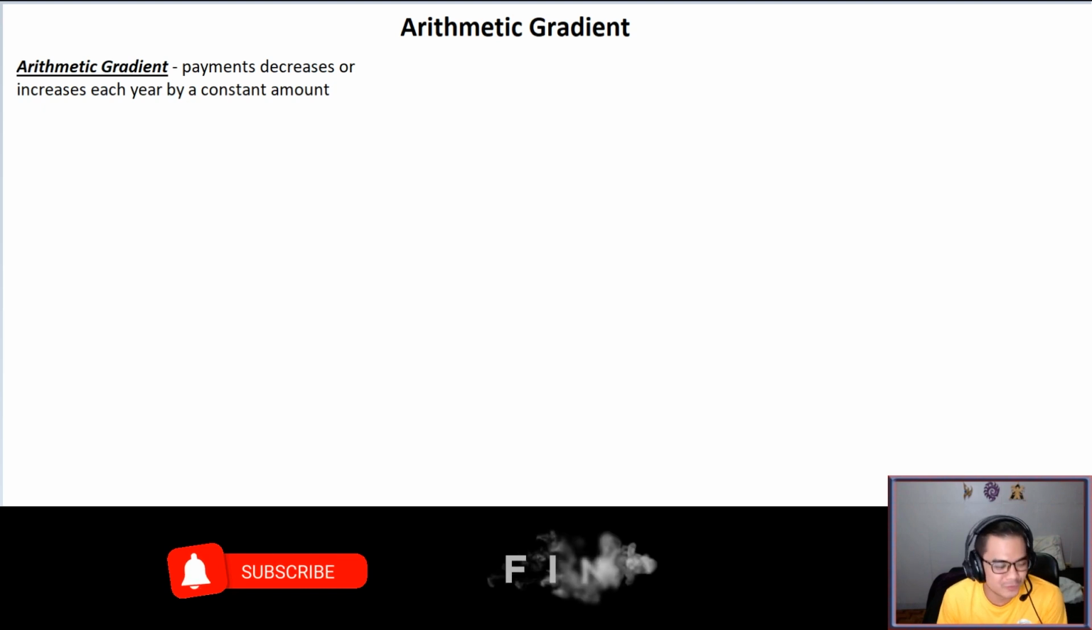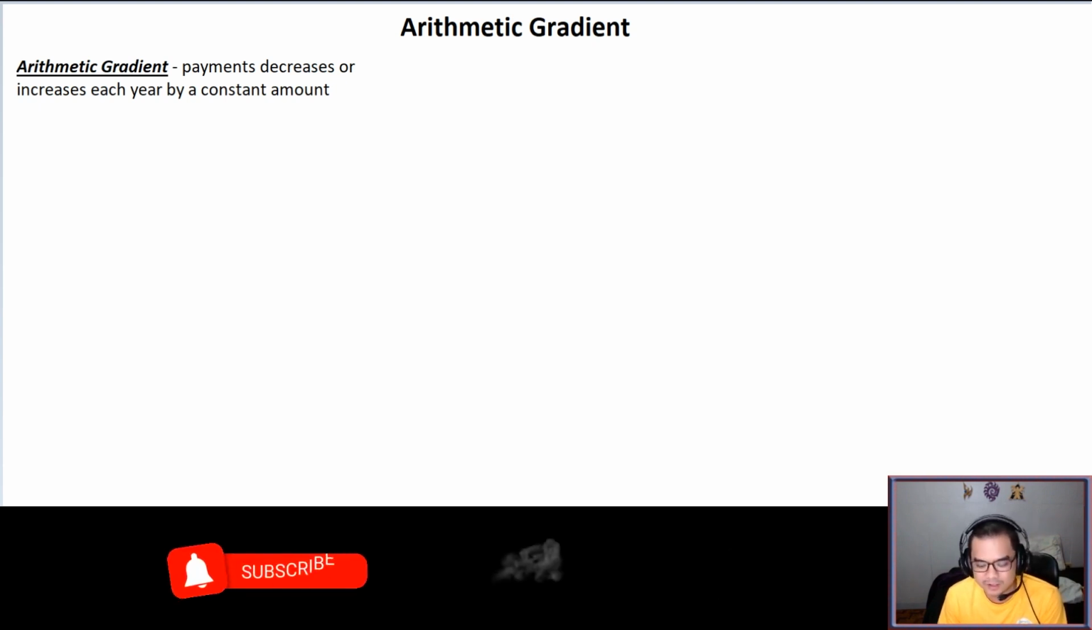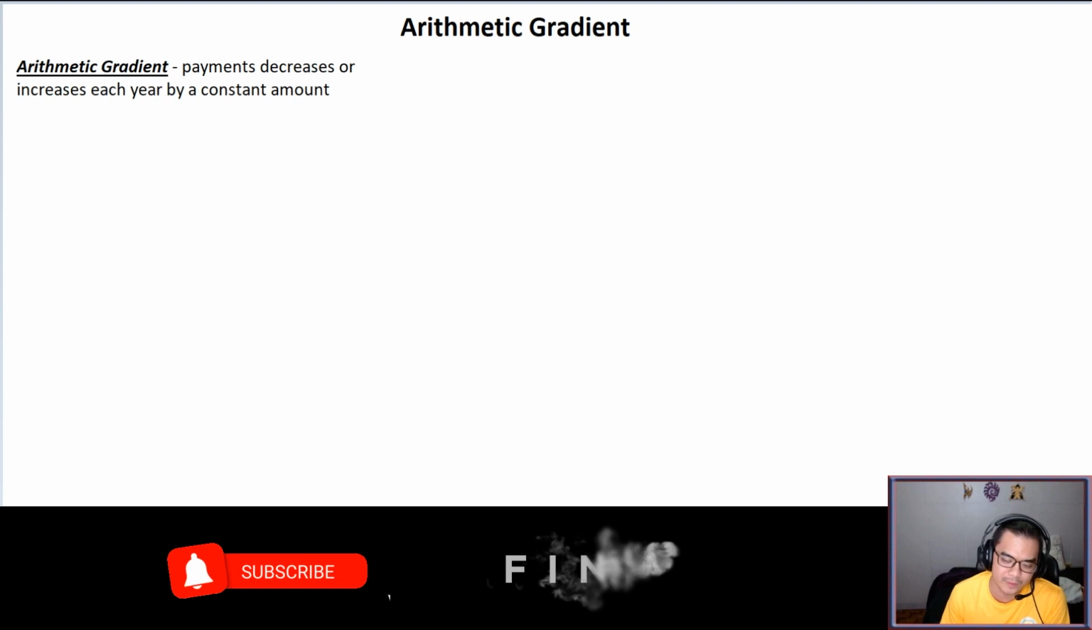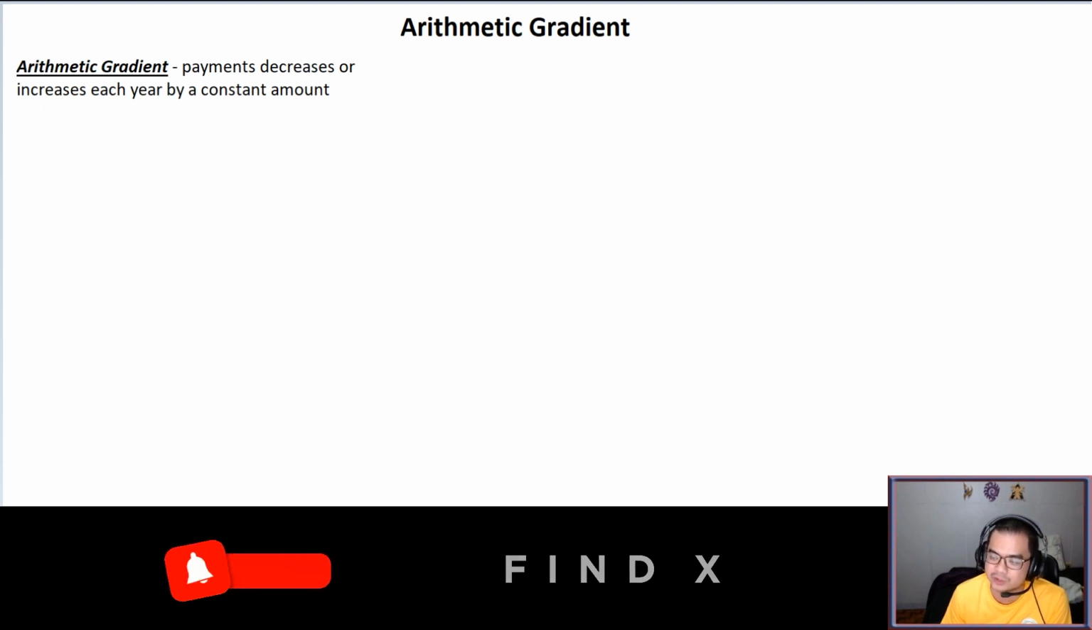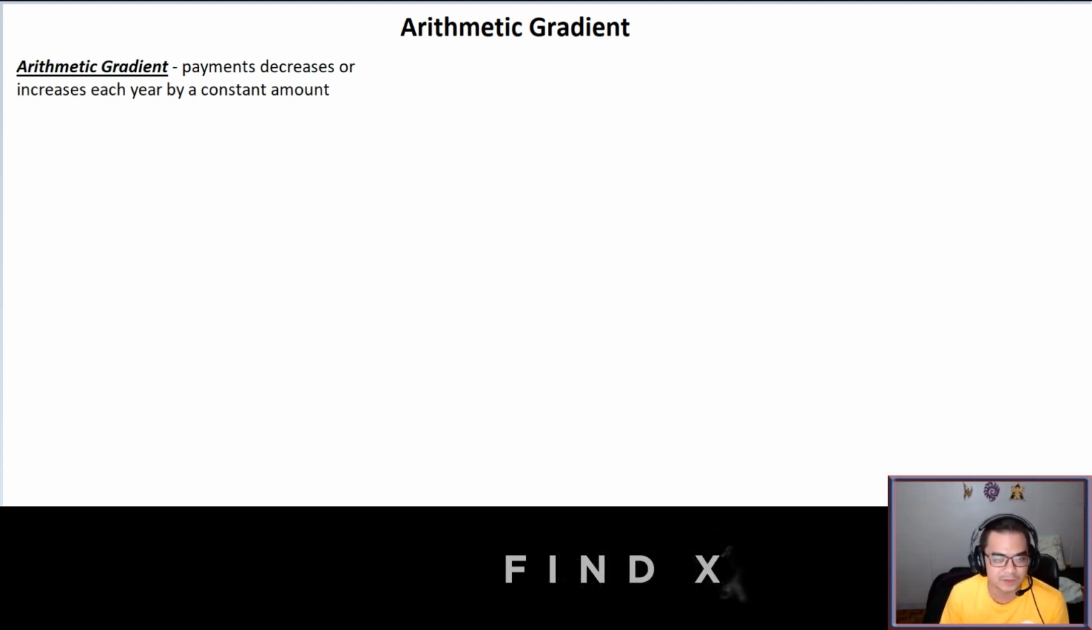So now let's move on to our next lesson, which is the gradient. For the gradient, we have two types: arithmetic gradient and geometric gradient. From the word itself, if you remember, we had a lesson in algebra on arithmetic progression and geometric progression. So the idea here is slightly the same, but of course the solution is totally different. But the definition is the same.